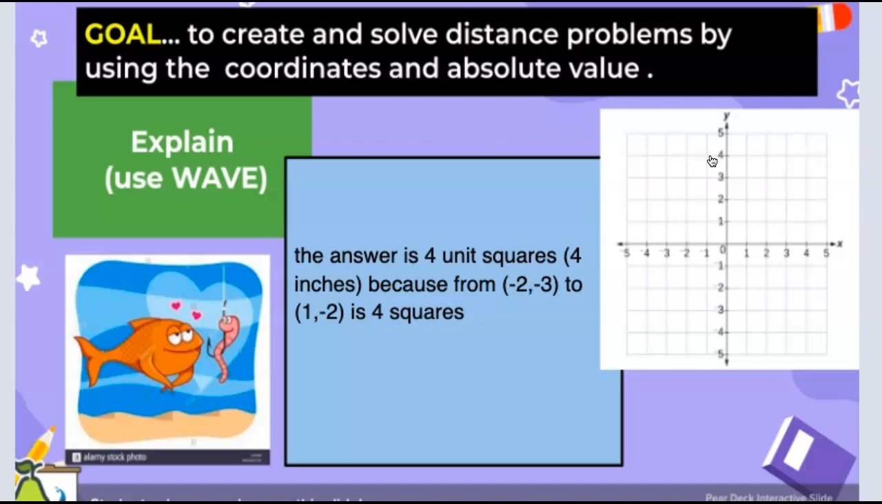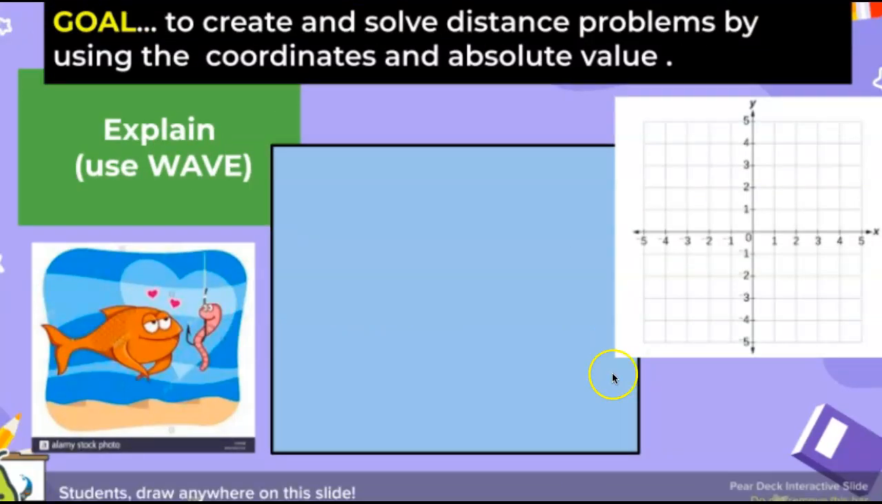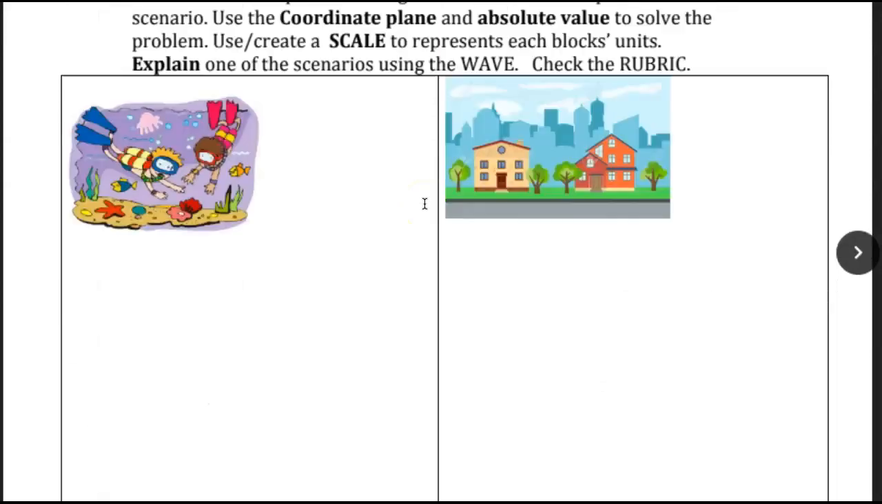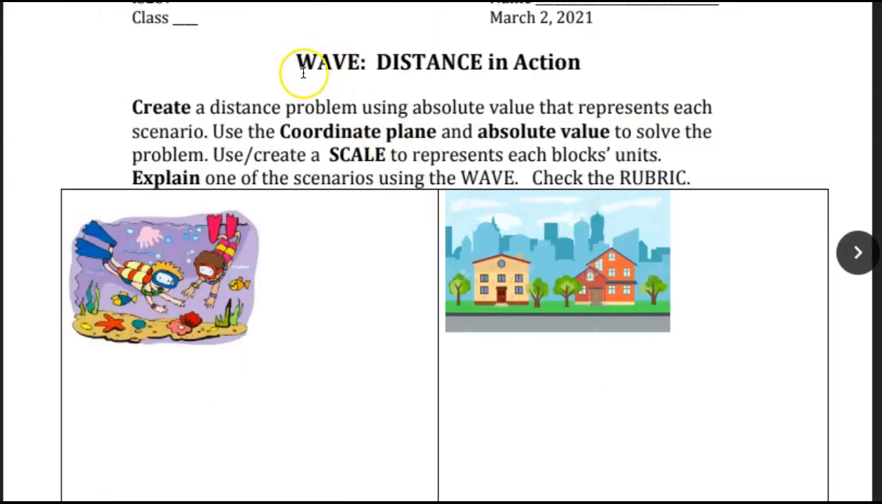Okay. So with that said, you guys could continue working in the Peer Deck or you could leave the Peer Deck for a while because you need to try to work on the task that I gave you in Google Classroom. In Google Classroom, I have this. You're going to have the wave distance in action. So you're going to create exactly what we did in our example. So you're going to create a distance problem using absolute value. Here's the picture and there's another picture.